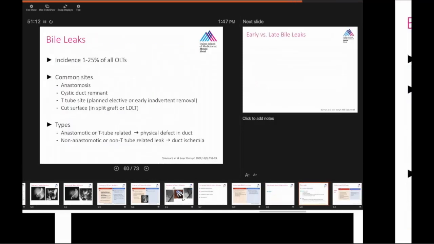How about bile leaks? Bile leaks, similar incidence rates. The common sites of leakage would be the anastomosis, the cystic duct remnant, T-tube, very important. And in patients with split grafts, the surface area where they cut the surface. So there are two kinds of bile leaks. You have anastomotic or T-tube related, and you have non-anastomotic or non-T-tube related, which is related to duct ischemia and breakdown of the biliary tree.